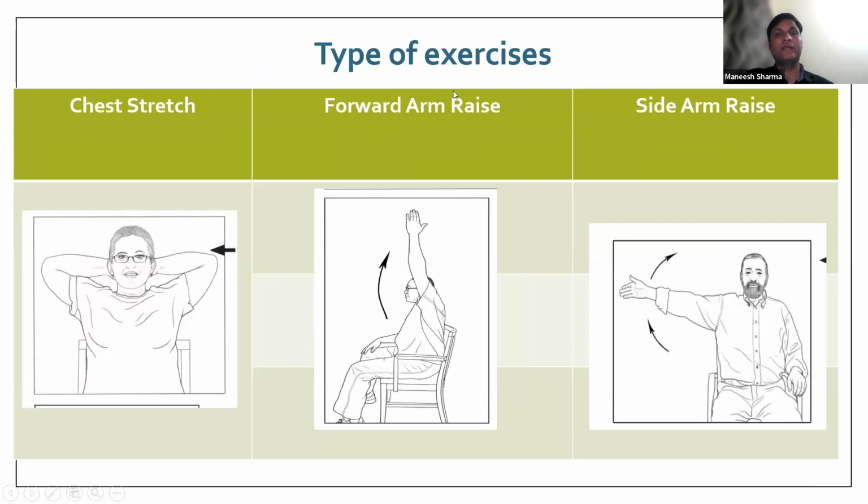And the type of exercises which can be done in phase 2 are chest stretch, forward arm raise, side arm raise.